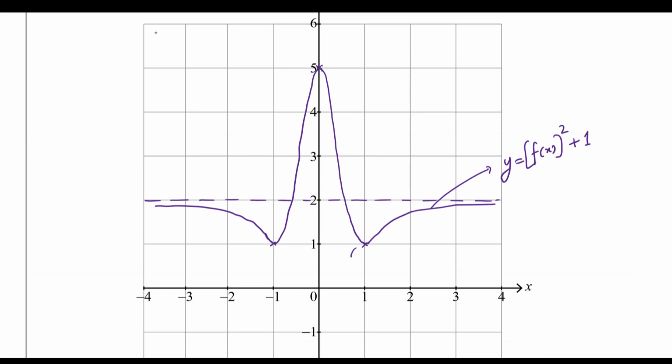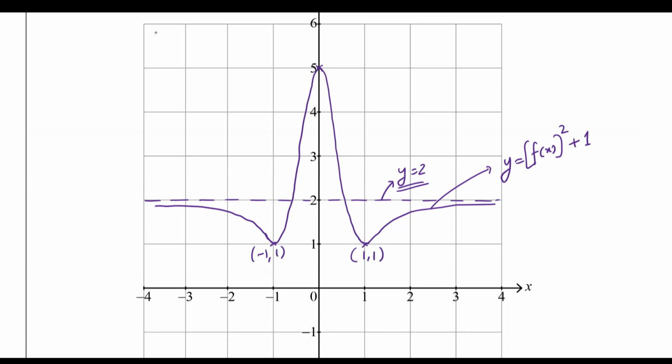These points we should mark. It is 1 comma 1, this is minus 1 comma 1, this is 5, and this line is y equals 2, to make sure that all the information about the graph is visible.